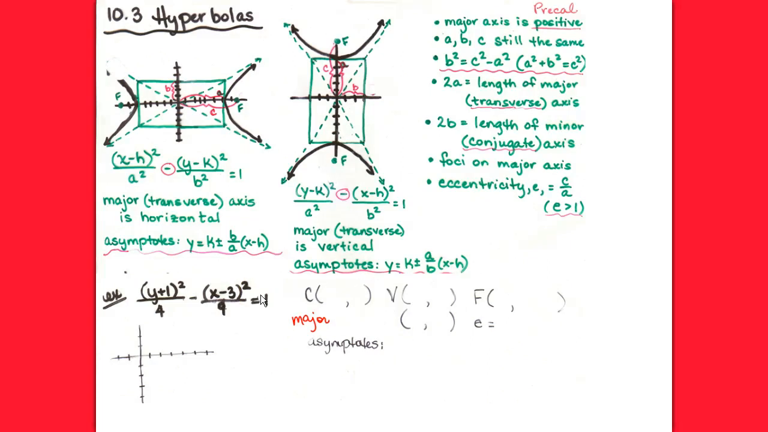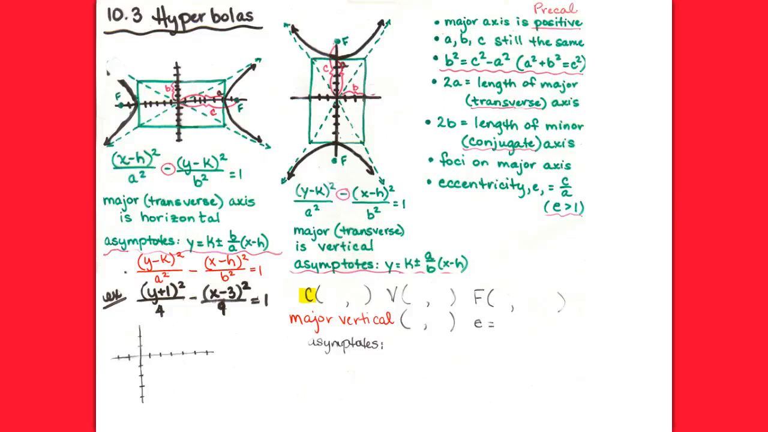All right, so looking at this guy, first thing I need to figure out is which of these two scenarios am I dealing with? So what is my major axis, horizontal or vertical? Which is the major axis? All right, we said that the major axis is the positive one, right? So I can always look at which one is positive, which one is coming first. Y is positive, Y is coming first. So Y is going to be my major axis. It's going to be vertical.